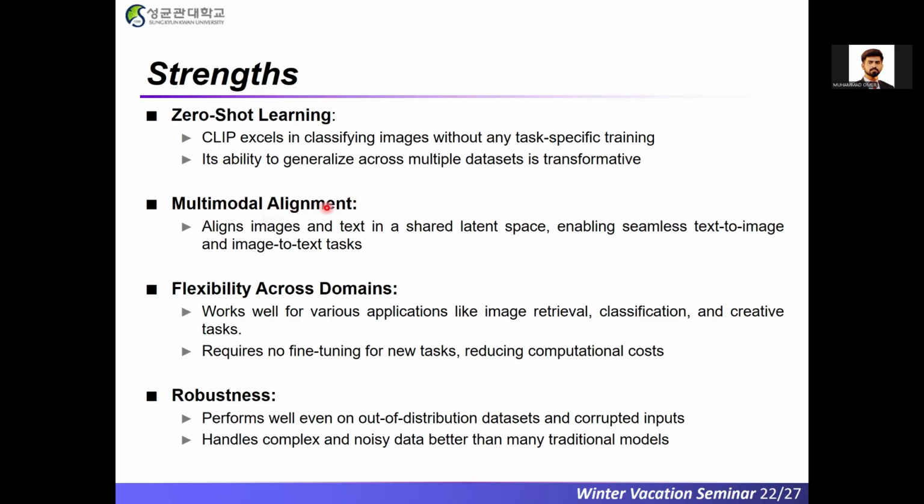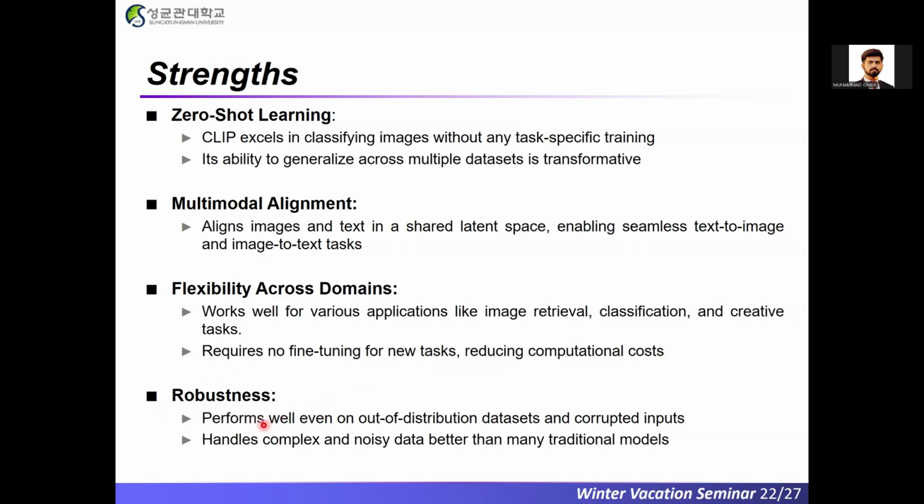The other important thing is multimodal alignment. The multimodal alignment aligns images and text in a shared latent space, enabling seamless text to image and image to text tasks. The other important thing is the flexibility across domains. This is almost the same as zero shot learning. It works well for various applications like image retrieval, classification, and some other creative tasks. It requires no fine tuning for new tasks, reducing computational cost. As we have seen in the previous example in the results, no fine tuning was done, and even then it was showing better performance than the task specific models.